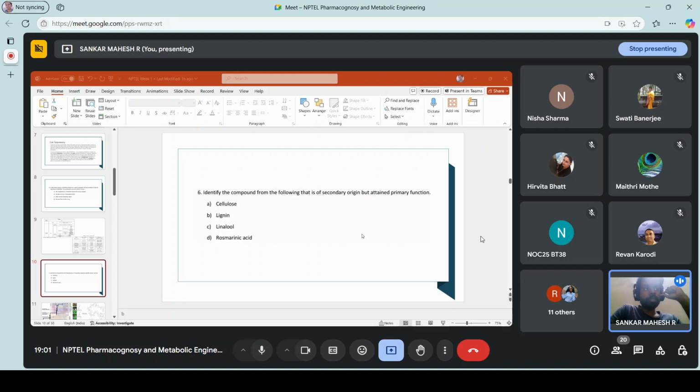Okay, we'll go to the next question. The next question is, identify the compound from the following that is of secondary origin but attains primary function. There are four options given here: cellulose, lignin, linalool, and rosmarinic acid. You can take a couple of minutes and then raise your hand if you know the answer to this question.